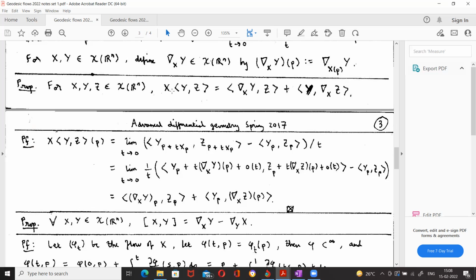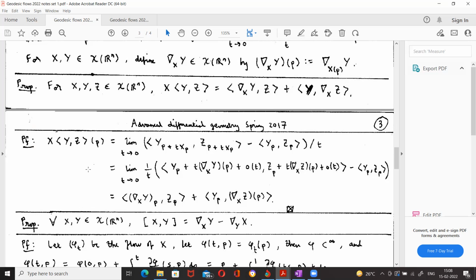So this satisfies a Leibniz rule. This is equal to the inner product between nabla_X Y and Z plus the inner product between Y and nabla_X Z. All right, so that means you first take the covariant derivative of Y with respect to X, and then take the inner product with Z, and then you add the inner product of Y with the covariant derivative of Z in the direction of X. Okay.